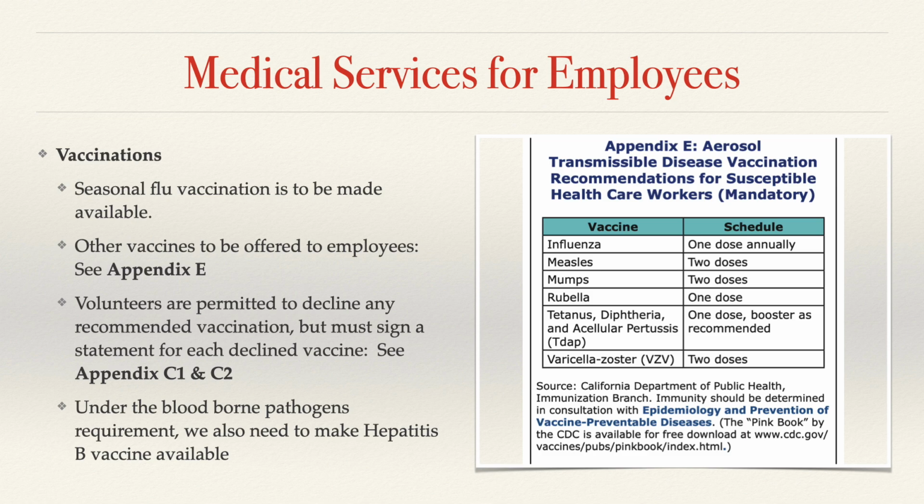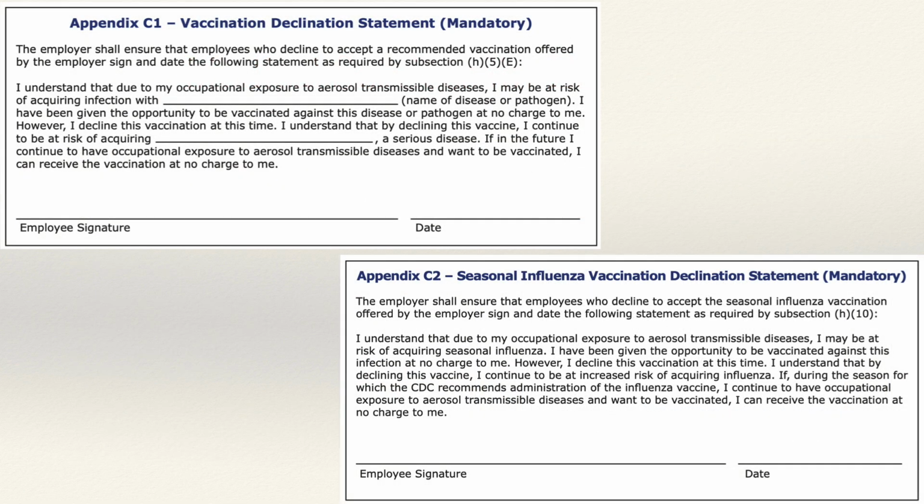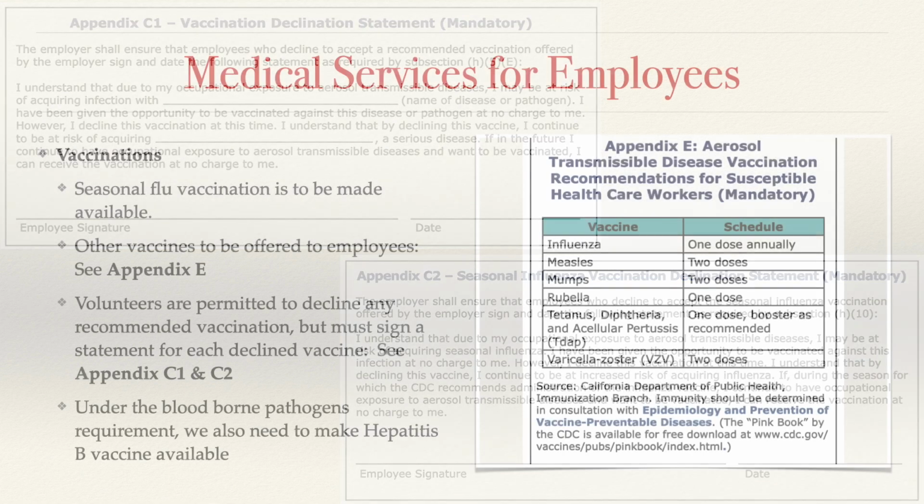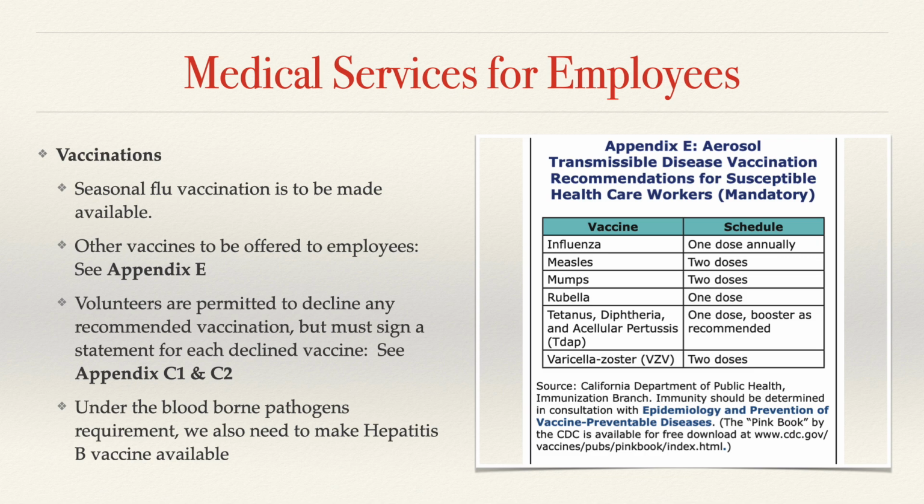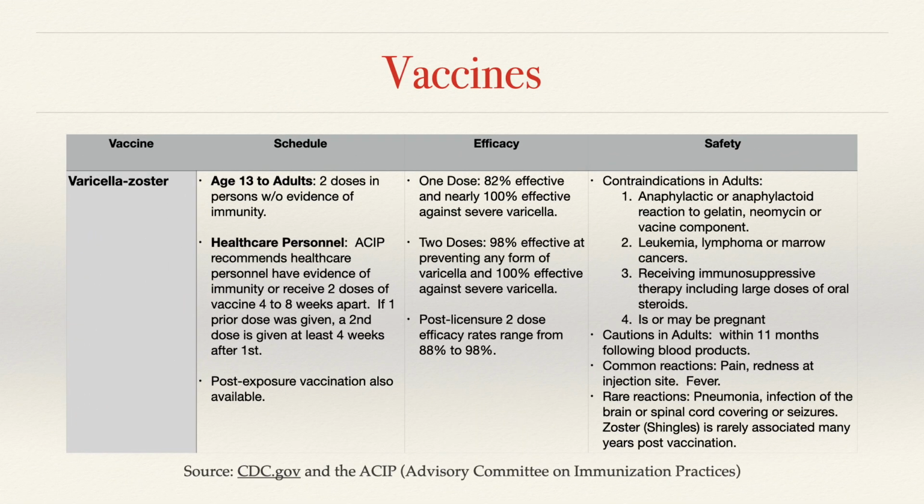Other medical services for employees include vaccinations. Seasonal flu vaccination is to be made available. Other vaccines to be offered to employees are noted in Appendix E and include measles, mumps, rubella, Tdap, and varicella. Volunteers are permitted to decline any recommended vaccination but must sign a statement for each declined vaccine. Under the bloodborne pathogens requirement, we also need to make hepatitis B vaccine available. Vaccine information is required under the standard.